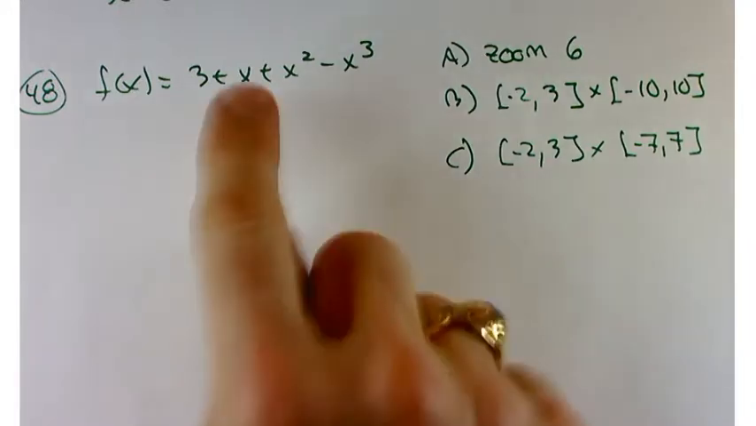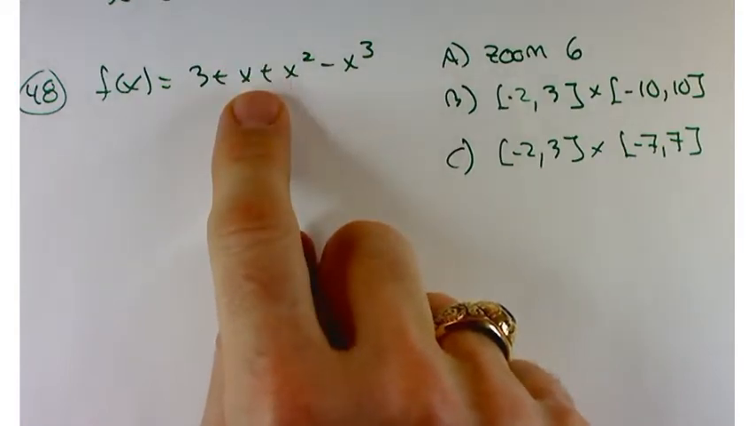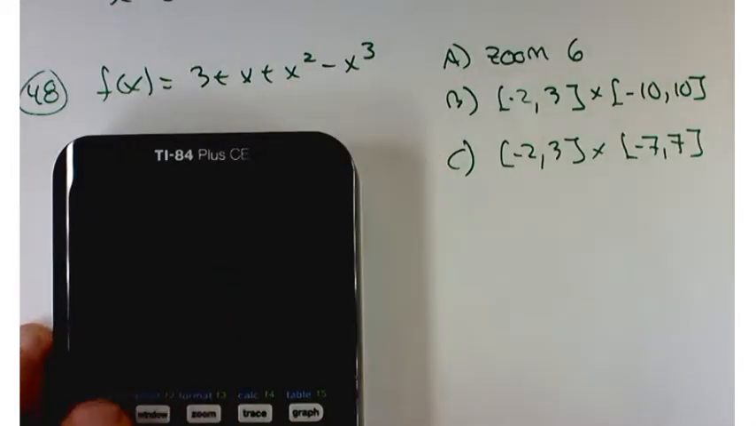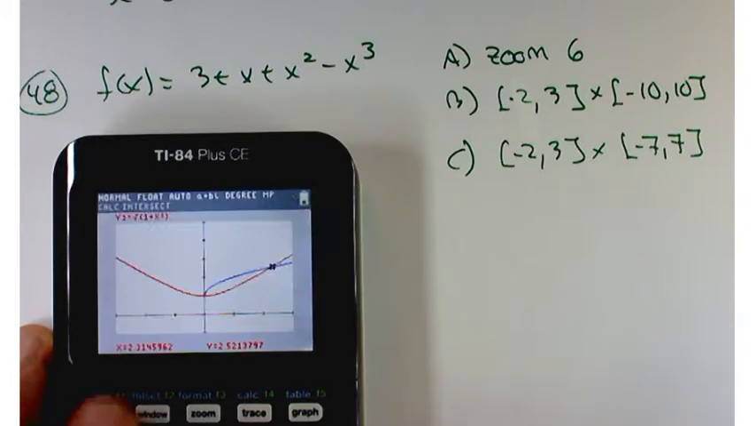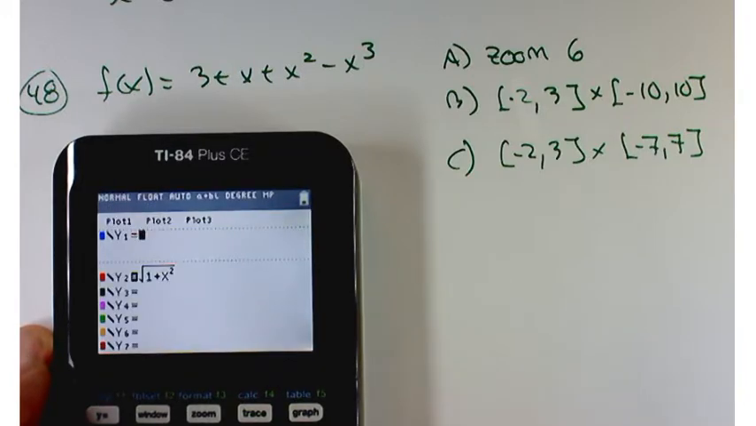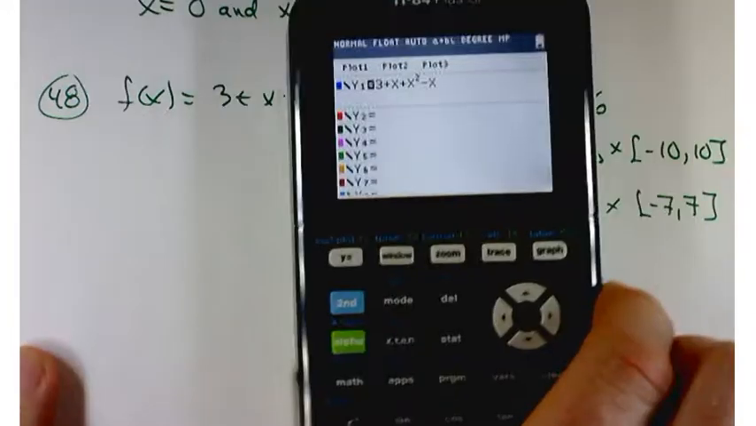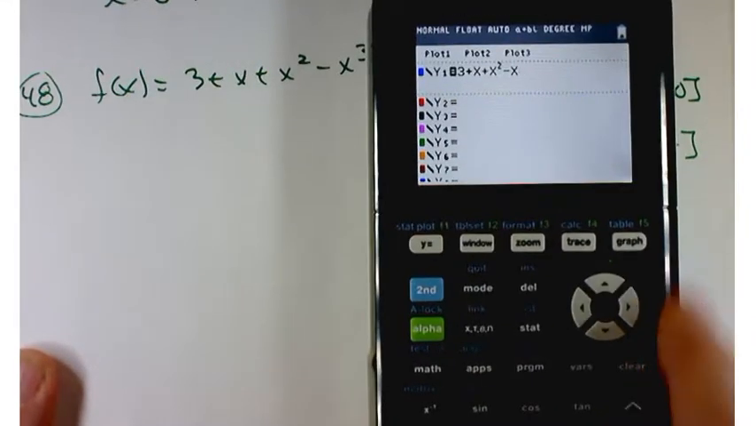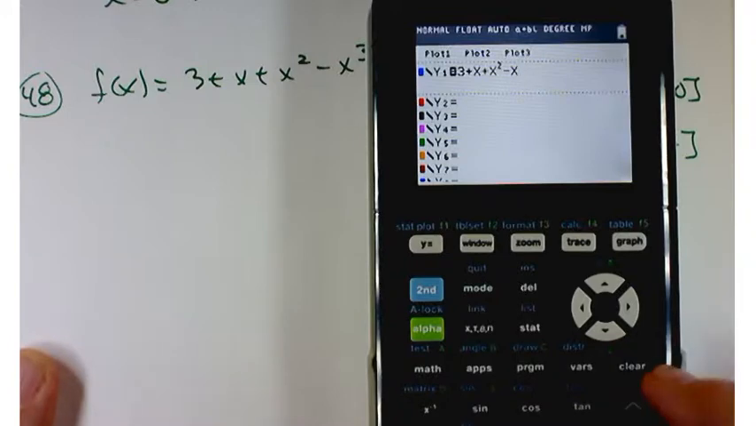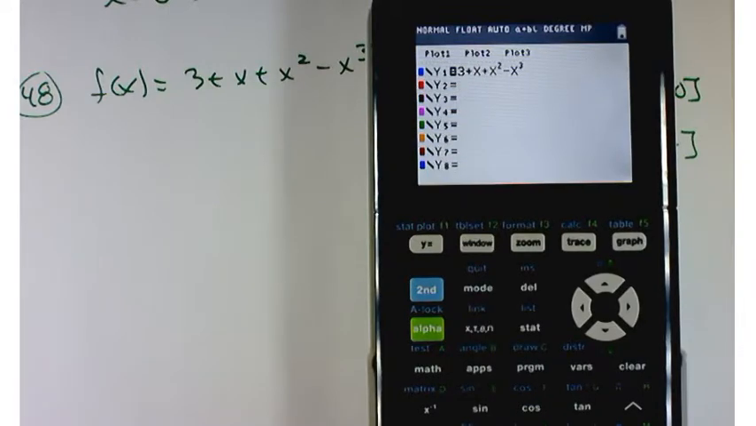So let's enter this into our calculator using the y equals key. Pressing that there, I'll clear out the stuff that's here. So 3 plus x squared minus x cubed. Remember to get that cubed, it's going to be x raised, which is right above the division key, to the 3rd power. And you press the enter key.